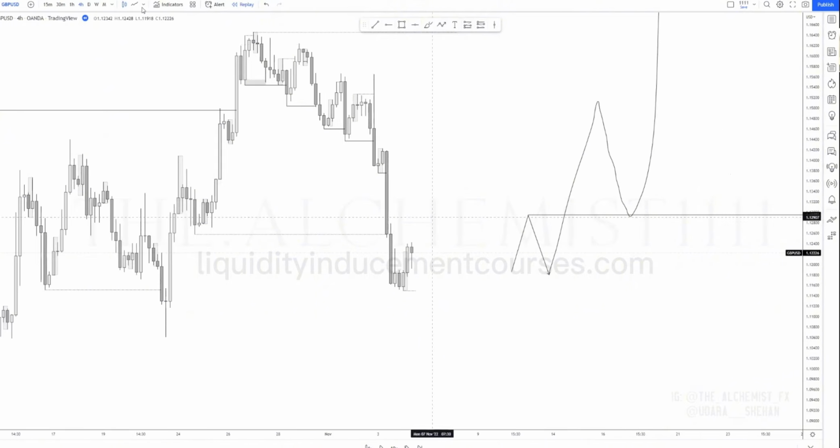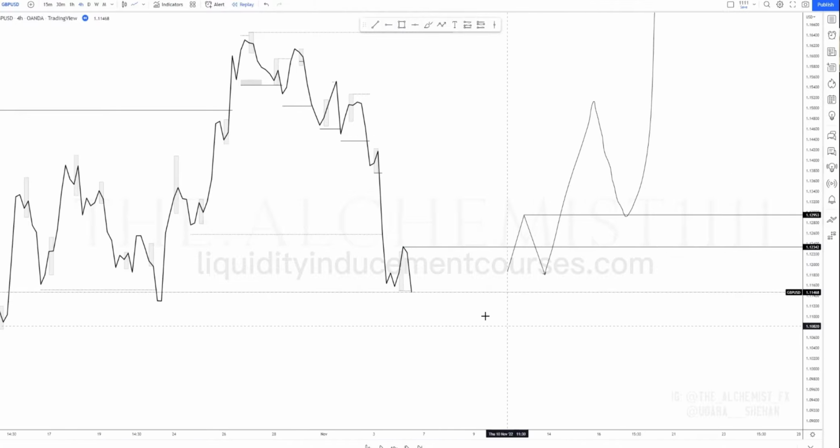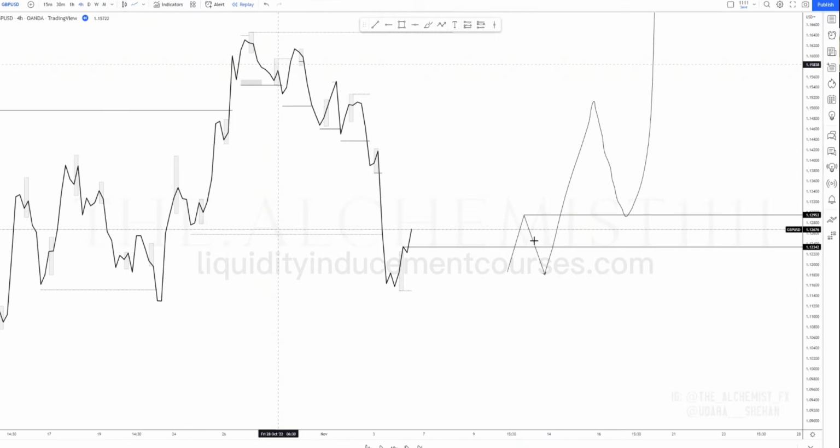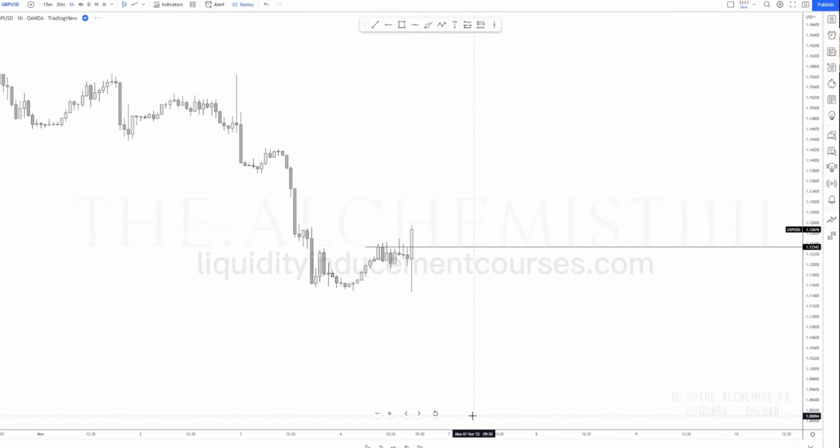Okay, what is this now? A resistance, right? This will be a resistance. What happens now? It's broken. Not yet. There it goes. It's broken. Can you see that? A resistance is broken. Then what will it do? It will act as a support, right? It will act as a support.